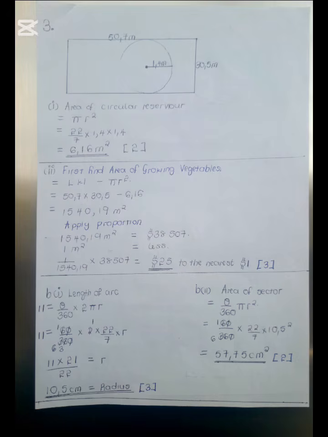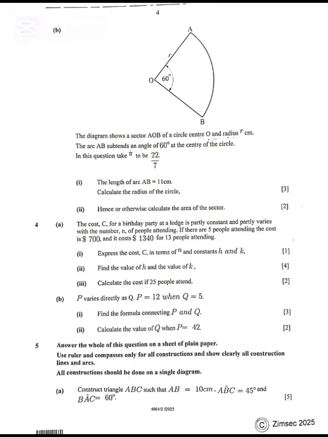It is going to be theta over 360 times pi r squared. So 60 over 360 times 22/7 times 10.5 squared. We get our area is 57.75 square centimeters. So that was all about number 3, the question on mensuration. We can proceed to number 4. Number 4 was a question on variation.